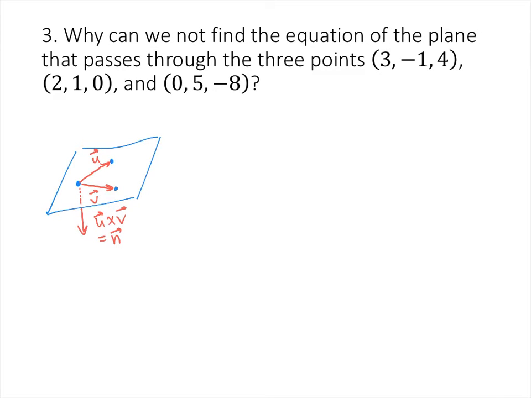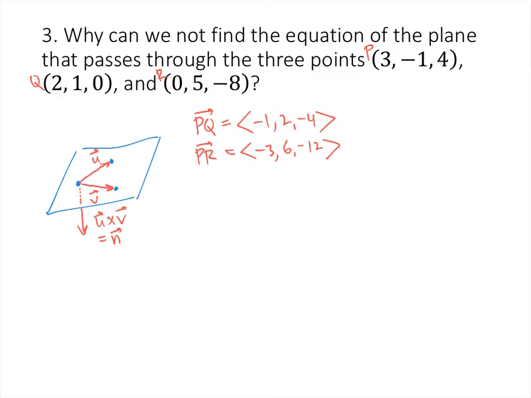So let's do that here. Let's call these points p, q, and r, and I'm going to construct the vectors pq and pr. And those will be the 2 vectors that I'll take the cross product of. So pq I get by subtracting the coordinates of q minus the coordinates of p. That gives me negative 1. 1 minus minus 1 is 2, and 0 minus 4 is negative 4. And then for pr, again I do the same thing, but the coordinates of r minus the coordinates of p. So 0 minus 3 is minus 3, 5 minus minus 1 is 6, and negative 8 minus 4 is negative 12.